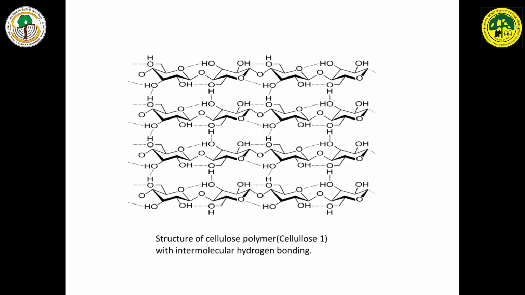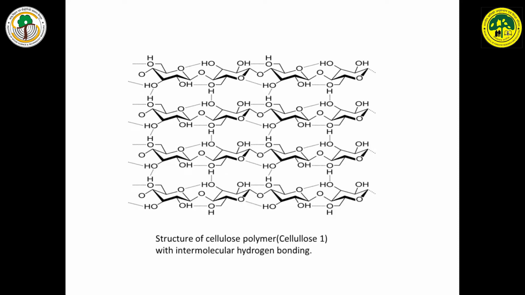Here is the cellulose structure in which we also find intermolecular hydrogen bonding. Intermolecular hydrogen bonding is formed between oxygen and hydrogen atoms. Oxygen is a highly electronegative element. This forms the most stable intermolecular hydrogen bonding.